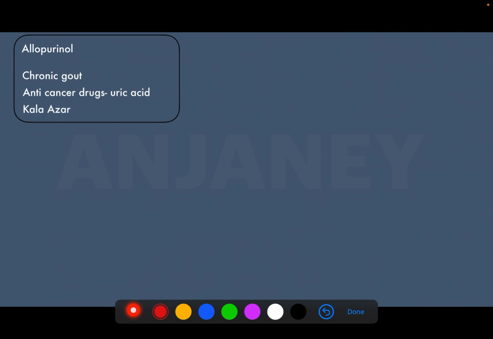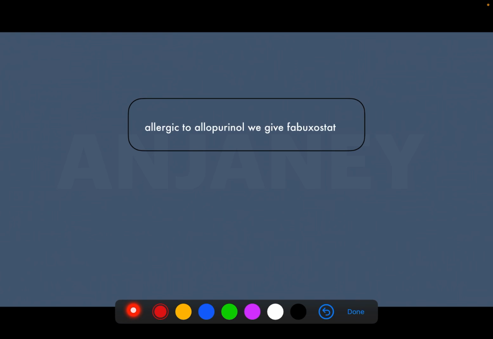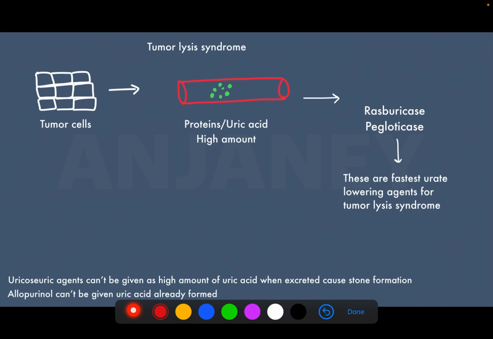Now allopurinol is given in chronic gout, okay, not acute gout, and with anti-cancer drugs, and in kala azar. But don't give allopurinol in acute gout. Why? Because you can't reduce blood uric acid in acute gout. Okay. Now if there is allergy to allopurinol, we can give febuxostat. Then the last topic of today is tumor lysis syndrome.